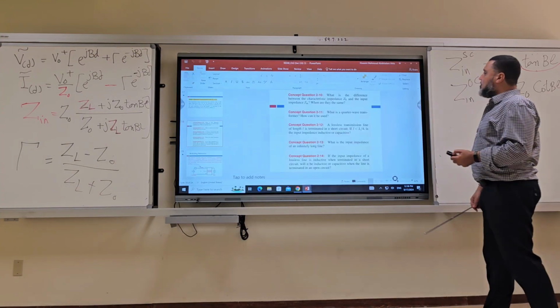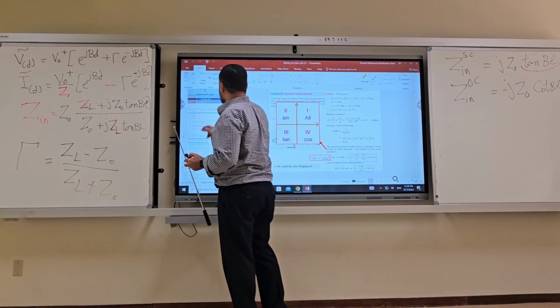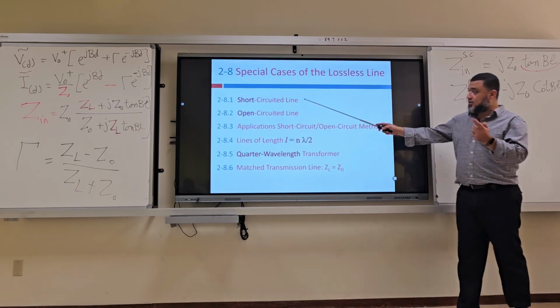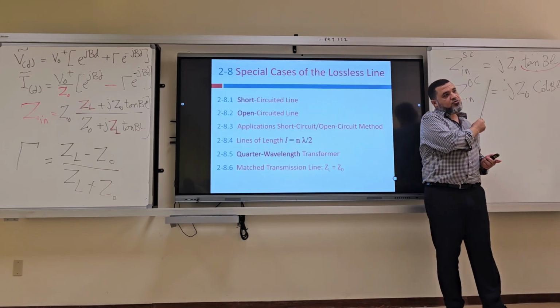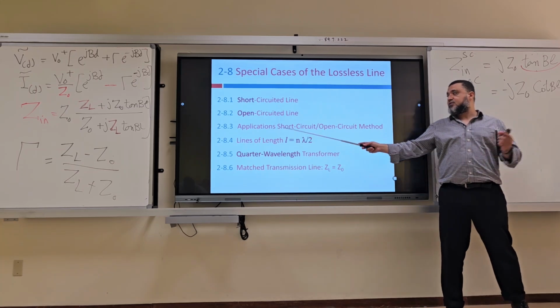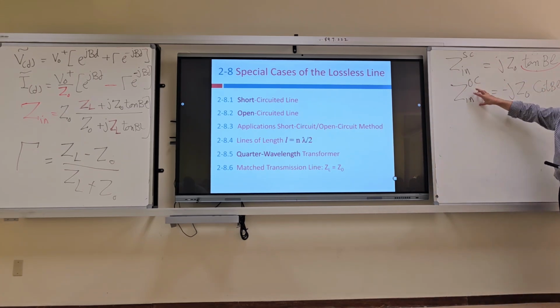So how many special cases of transmission line have we covered today? We have covered the short circuit transmission line, and we got this impedance. We have covered the open circuit, and we got the other impedance. We have covered the application of open and short circuit. And if I give you these two equations, you can find Z0 and beta, right?